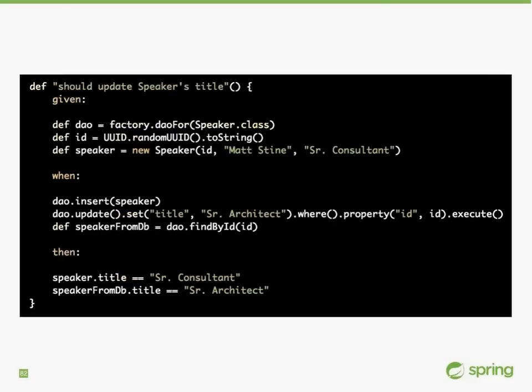Let's do an update operation. So given state, the same as before: get a DAO, get an ID, get a speaker. We're going to, in the when block, insert that speaker. We're going to call update, and we're going to select a property that we want to set. So we're going to set title equal now to senior architect, where property ID is going to be equal to the ID that we just created. And that's going to generate some SQL. We call execute to execute that update statement. We then call dao.findById again, and we compare the titles from the original object, which we still have in memory, with the new object, which we now have in memory by pulling it from the database.